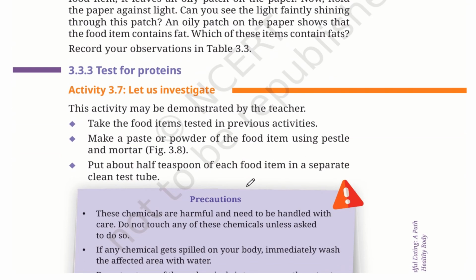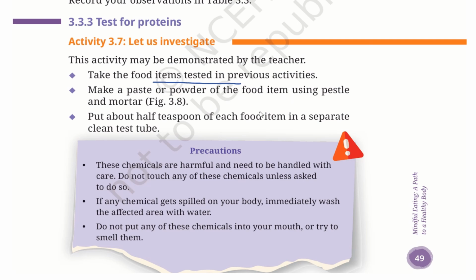Now how to do the test for proteins. So how to investigate? Take the food items selected in previous activities and make a paste or powder of the food, because we need a solution. That's why we have to make a powder of the food item. It is easy to take any flour. Make a paste or powder of a food item using a pestle and mortar. Then put about half a teaspoon of each food item in a separate clean test tube.